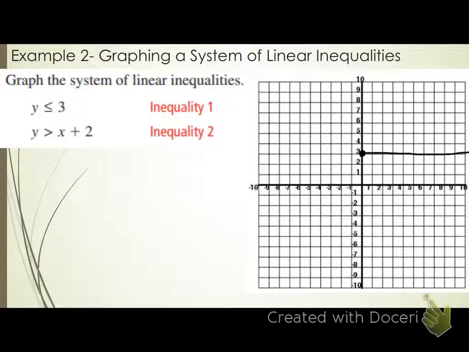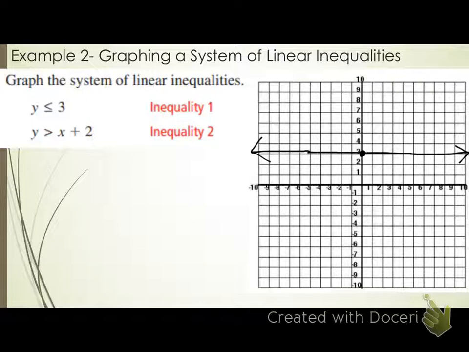I thought it was horizontal. It is a horizontal line. Oh. Okay, the horizontal goes that way. Right. Oh, okay. So there's my boundary line for my first inequality. Everyone okay graphing that? Yeah.